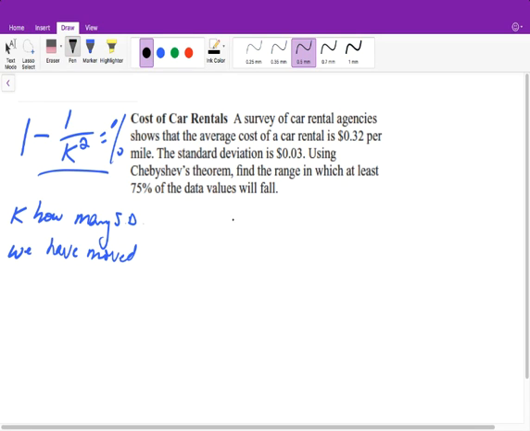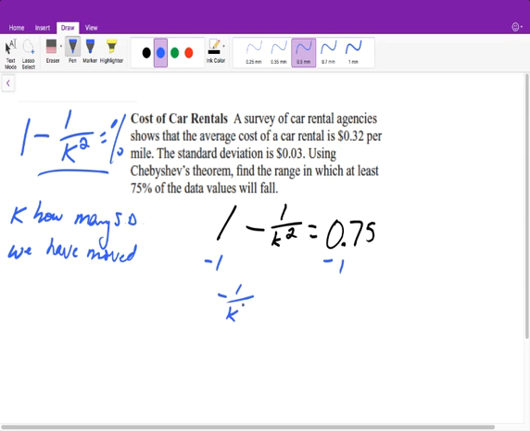Now, we've gone through a bunch of these problems. So when you see 75%, you might automatically know that that means k is equal to 2. That's fine. Just make sure you substitute it in and show me that you're checking your work. But it'll be 1 minus 1 over k squared is equal to 0.75 if you do not know that that's automatically 2. And then we just go ahead and solve for our k squared. So we subtract our 1. So it's negative 1 over k squared is equal to negative 0.25.